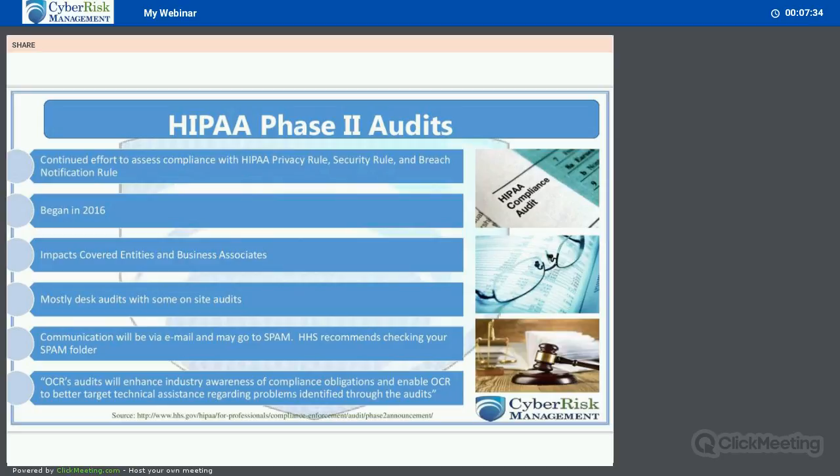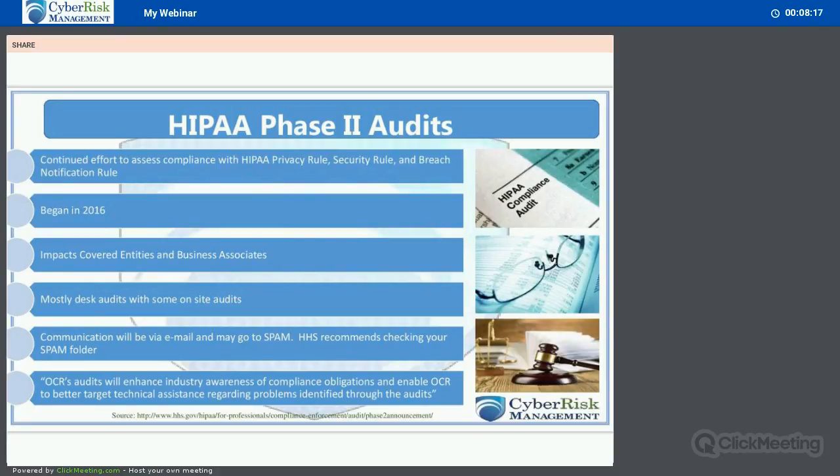So, the HIPAA Phase 2 audit program. This began in 2016, and it came into place as a continued effort to enforce compliance with the HIPAA privacy rule, security rule, and breach notification rule. It includes covered entities and business associates. It's mostly desk audits with some site audits, and communication has gone out by email already. So if you have not seen anything in regards to your HIPAA Phase 2 audits, you need to look through your spam.